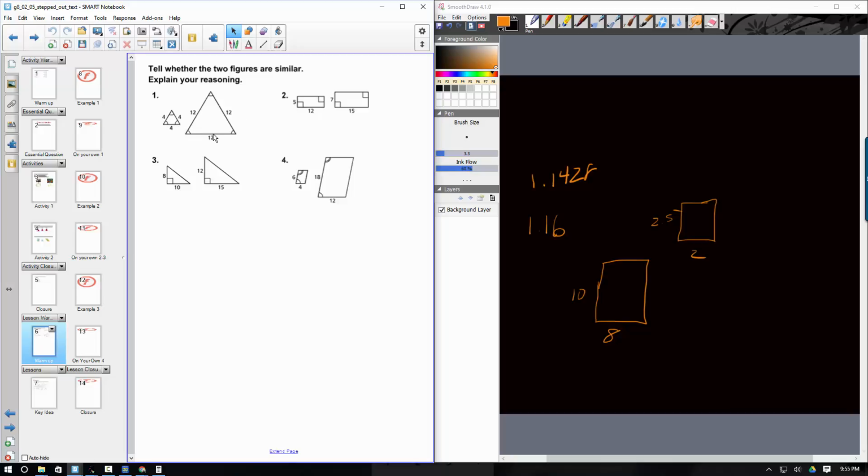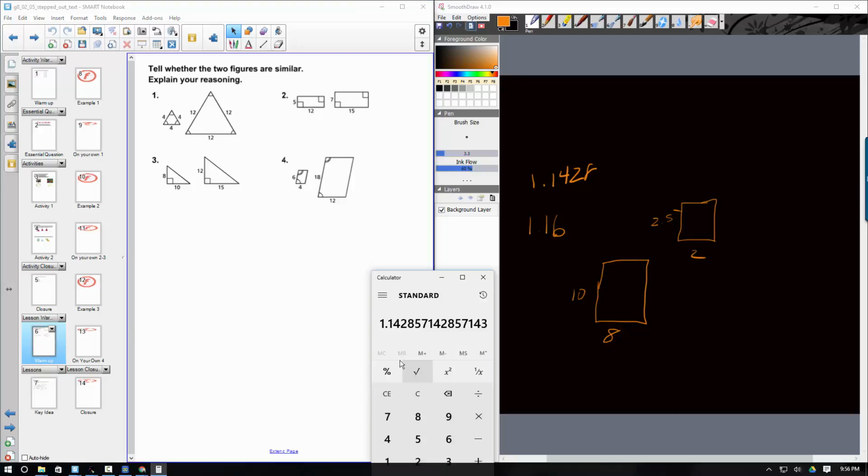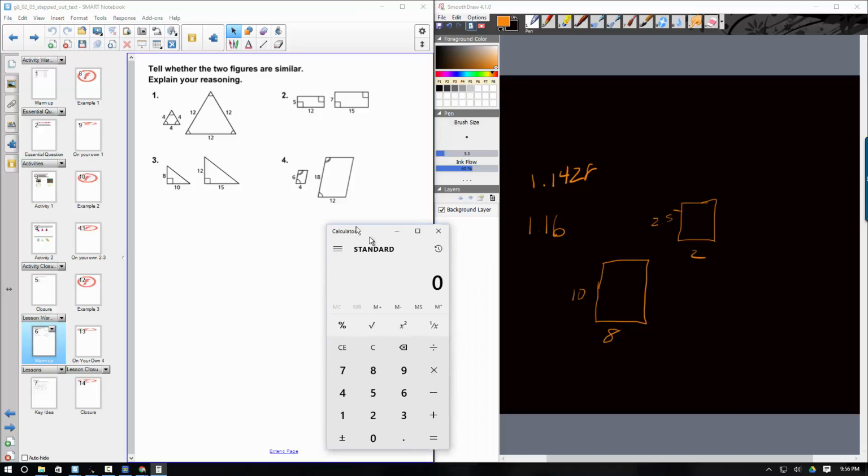And I can look here and find the corresponding sides. If I look, 4 times 3 is 12. 4 times 3 is 12. 4 times 3 is 12. So the scale factor is 3. It will absolutely work.